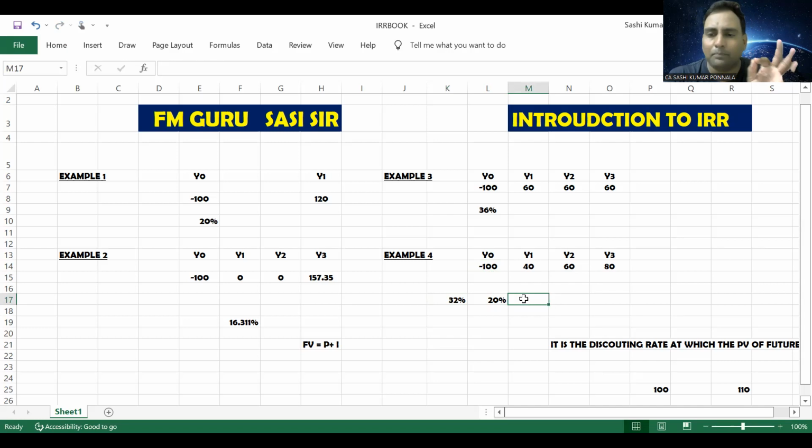So if the project IRR, or the IRR of the investment, is more than the cost of borrowing, you will be in a profit zone. 32 to 20, an extra 12%. If the project is able to provide anything in excess of what is expected by the providers of finance, those projects are profitable. Those projects help to maximize the wealth of the shareholders.